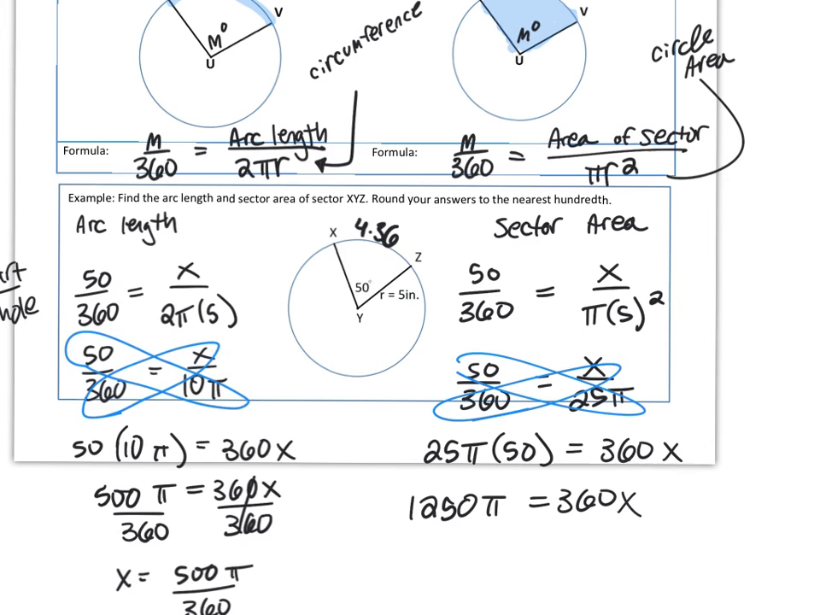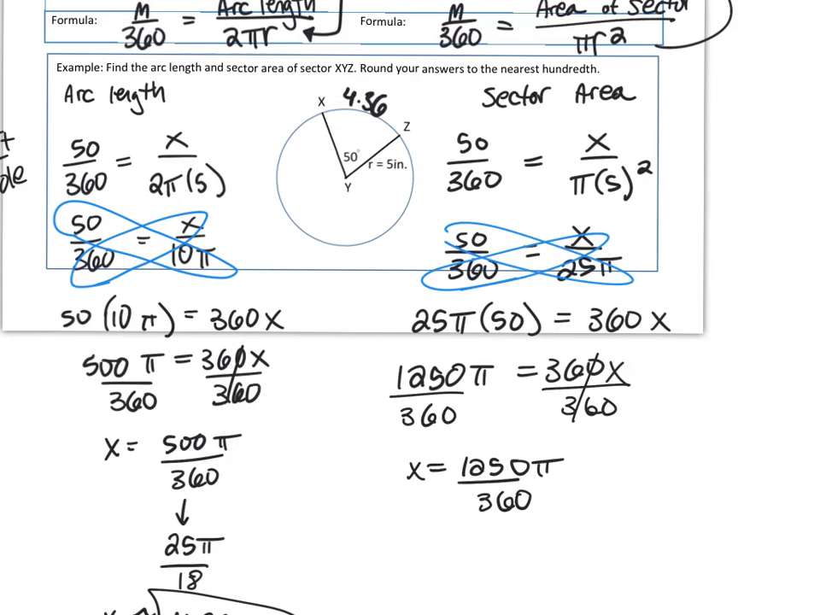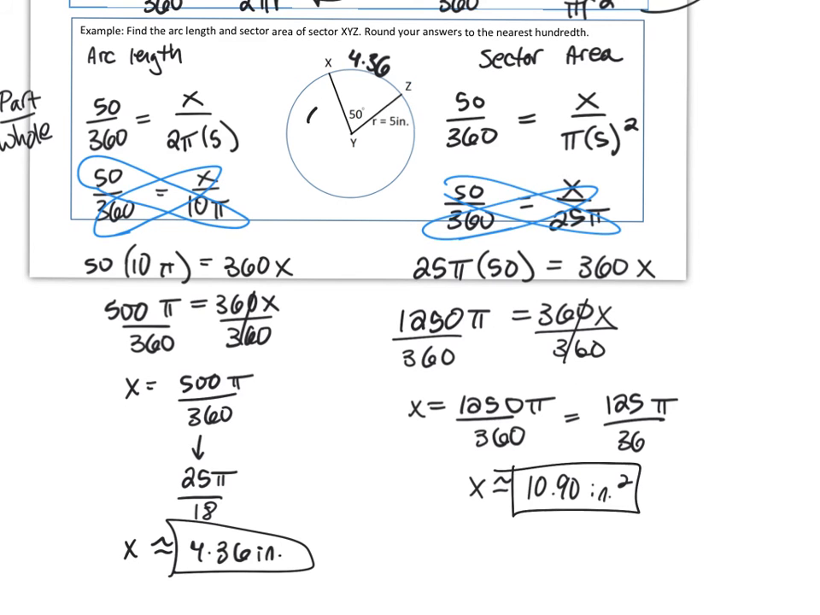Then we'll divide both sides by 360. And we could type that in our calculator right now, or we could simplify it. And when you type this into your calculator, you get that x is approximately equal to 10.90 inches squared. So that means that the area of this part of our circle, of this sector here, is 10.90 square inches.